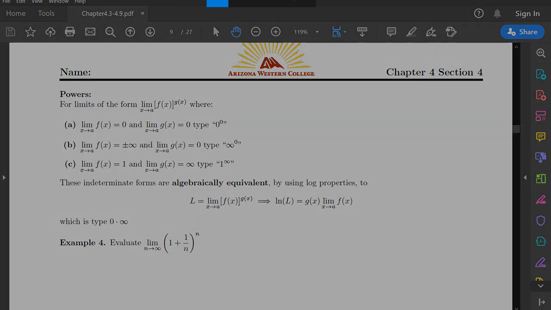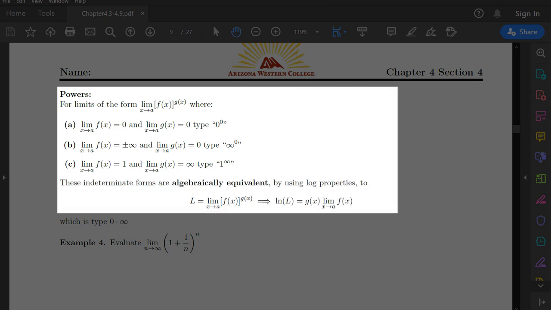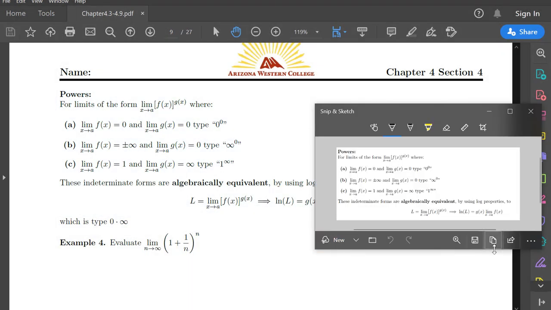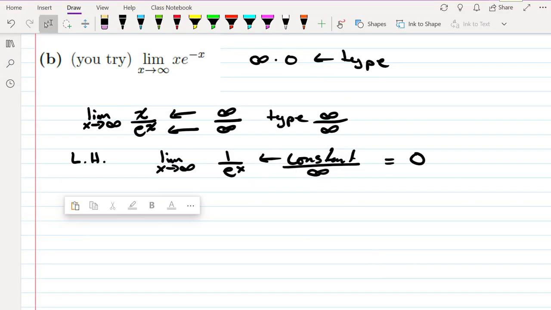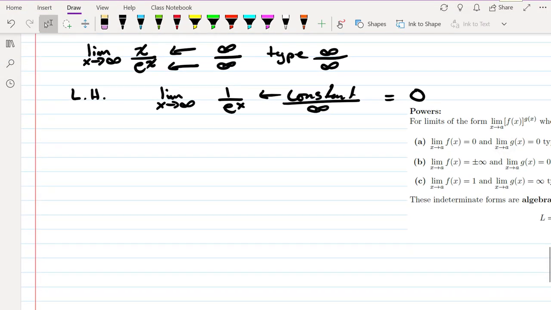Our next type of indeterminate form involves, instead of products, when we have exponents.